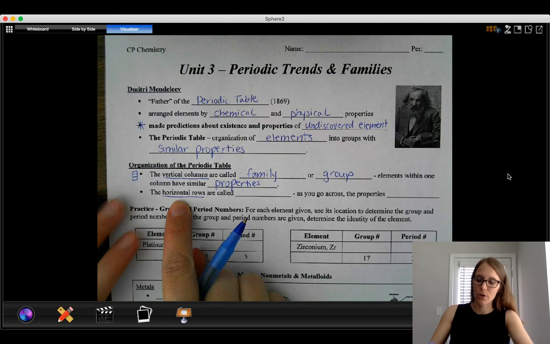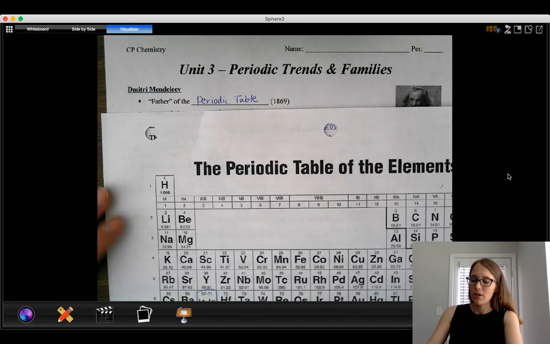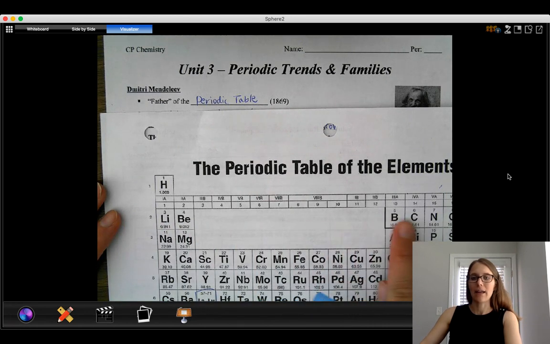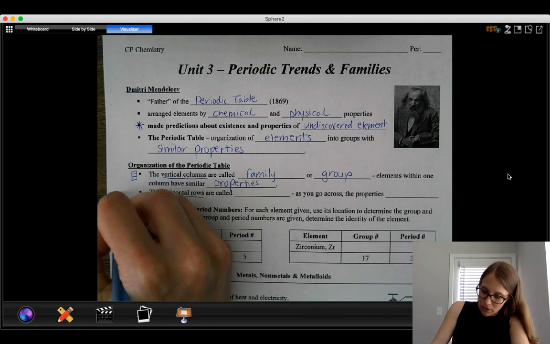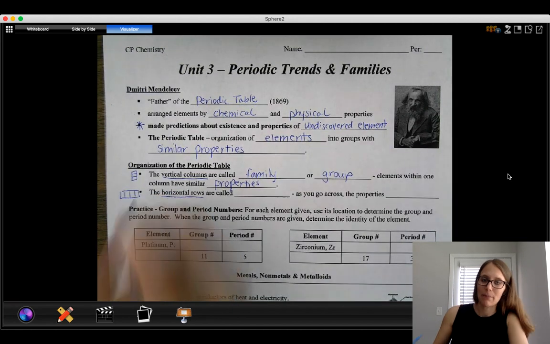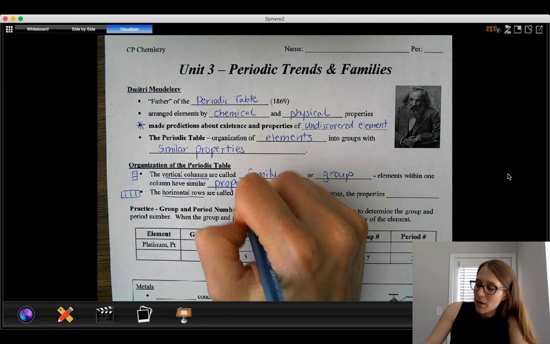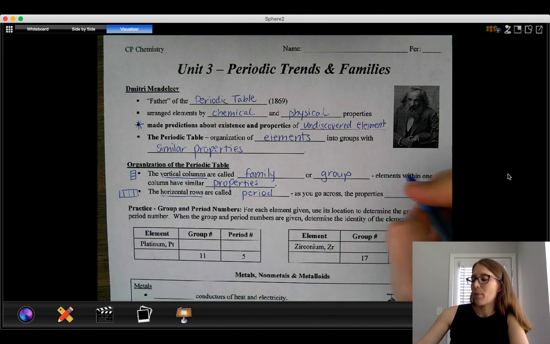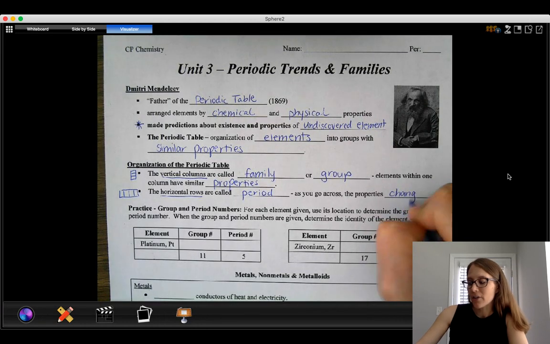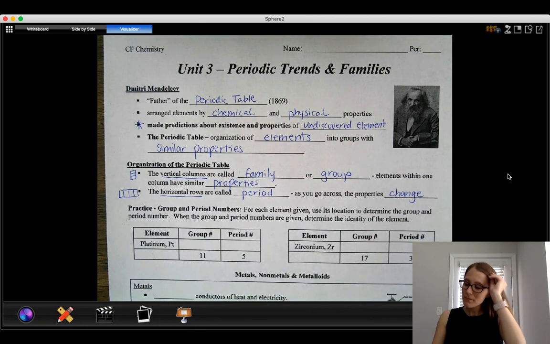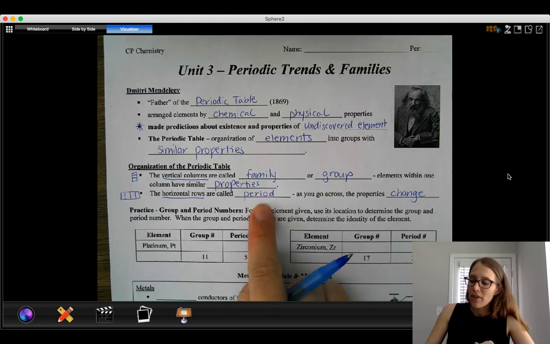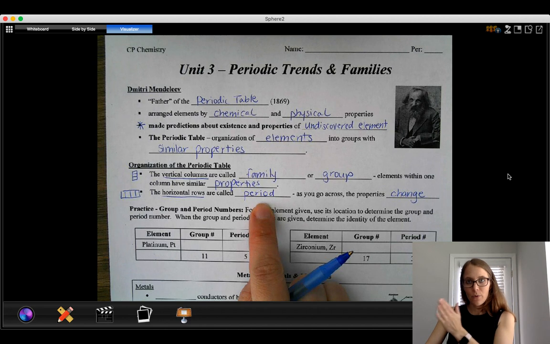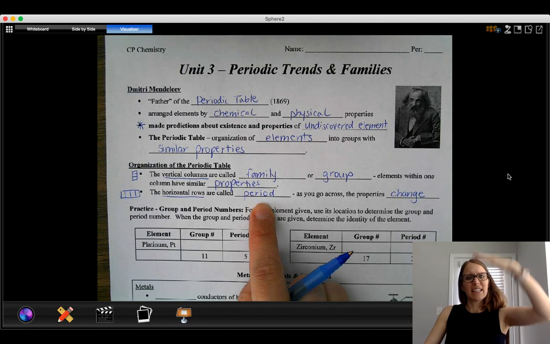The horizontal rows, horizontal means left to right. So for example, row number 2 is lithium, beryllium, boron, carbon going left to right. So horizontal means looking at a chunk of the periodic table that's going this way. This is called a period. And as we go across a period, the properties change periodically, meaning with a pattern. That's why it's called period. The way that I remember that the left to right one is called a period is if I'm reading a sentence, I read it from left to right, and then it ends with the period. I don't read a sentence from top to bottom.